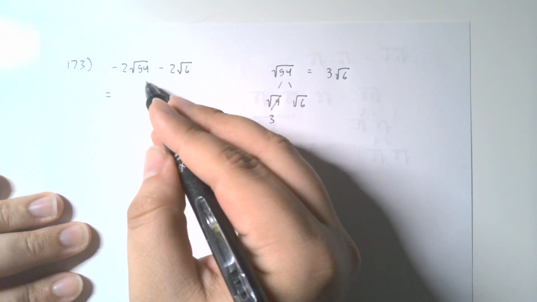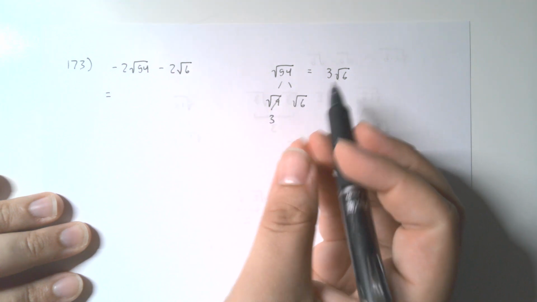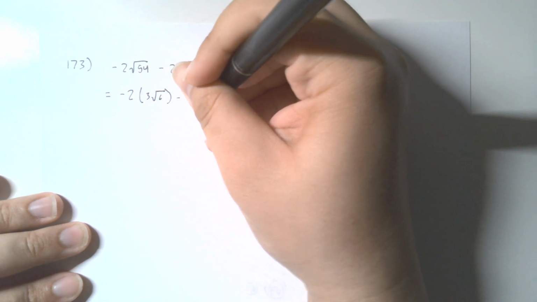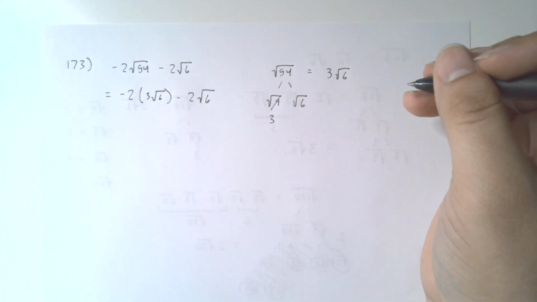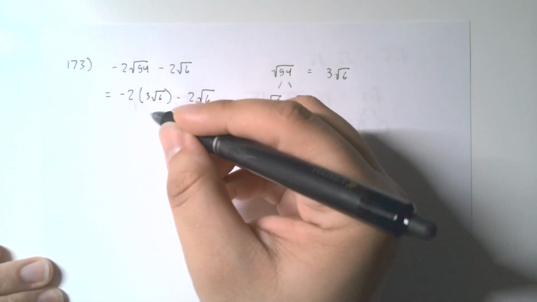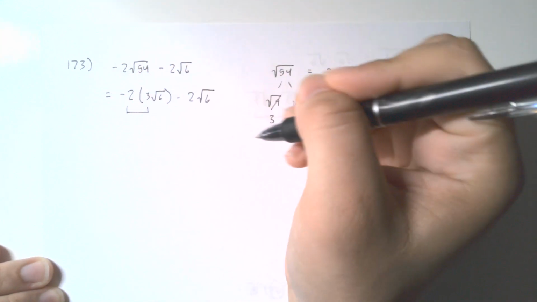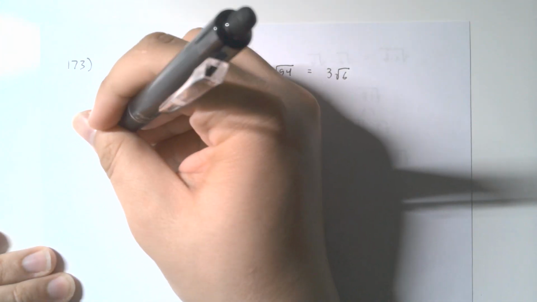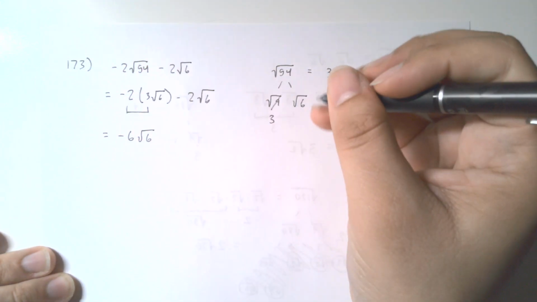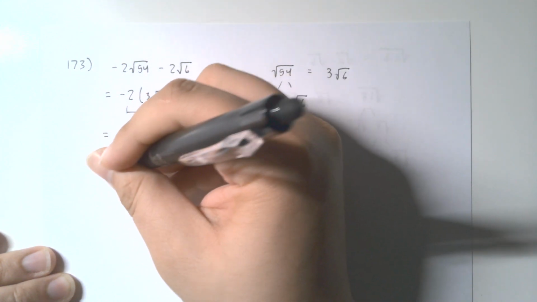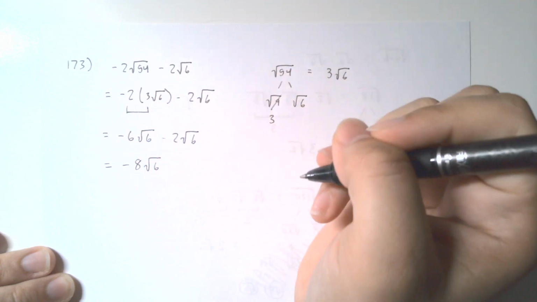And so now we can replace the square root of 54 with 3 square root of 6. So instead we have negative 2 times 3 square root of 6 minus 2 square root of 6. And now we just have to multiply this 3 square root of 6 times negative 2. Fortunately, we just have to multiply these two numbers right here, the negative 2 and the 3, and we get negative 6 square root of 6. Bringing down this minus 2 square root of 6, we get negative 8 square root of 6.